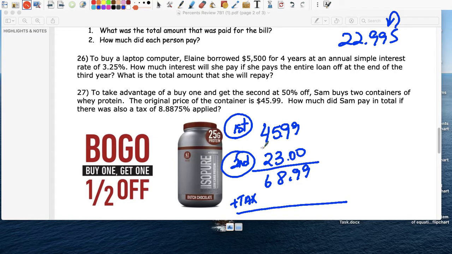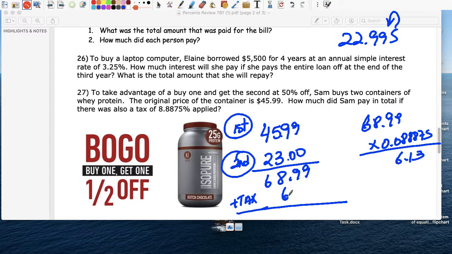68.99 times the tax, which is 0.088875. Be careful here. So 68.99 times 0.088875. Our tax is $6.13. Now it's just a matter of adding. Here is what we pay on our credit card: $75.12.